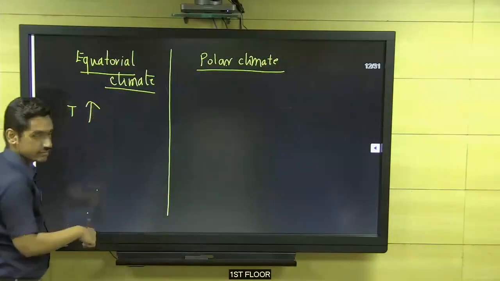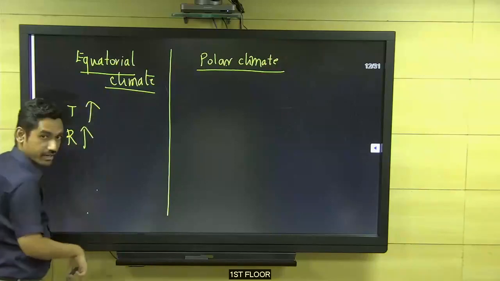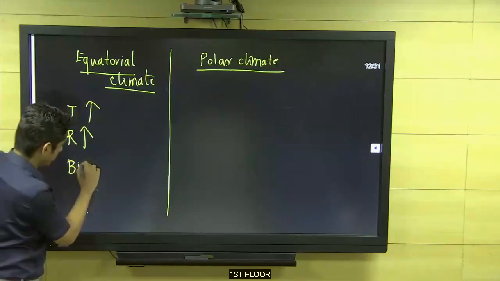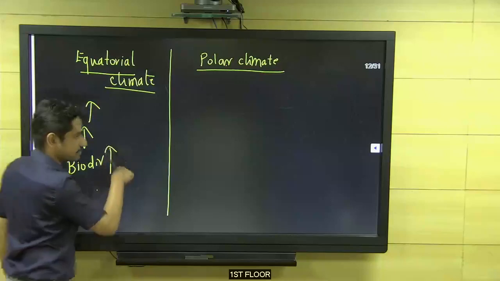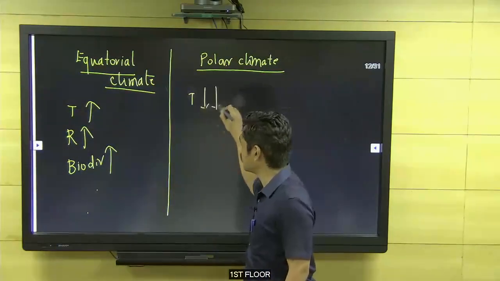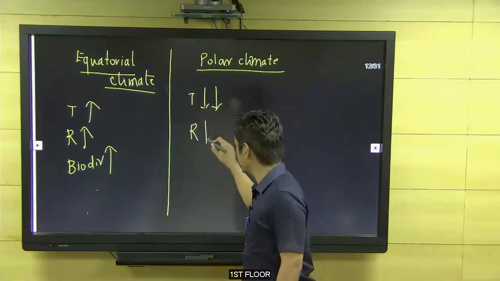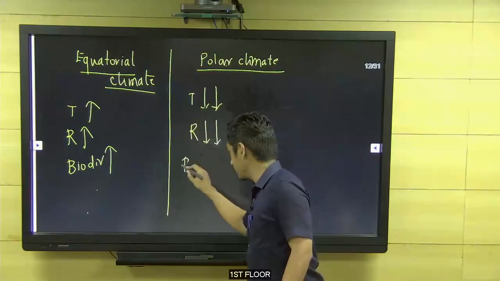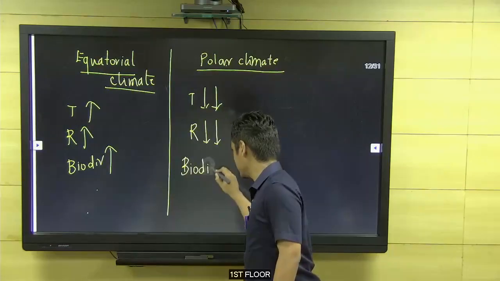Temperature is high. Rainfall is extremely high. Biodiversity is very, very high. In the polar region, temperature is extremely low. Rainfall is extremely low. Biodiversity is extremely low.